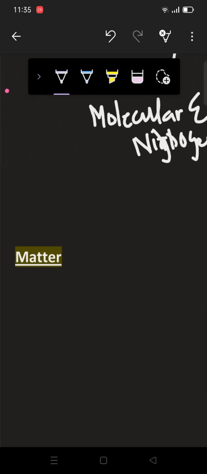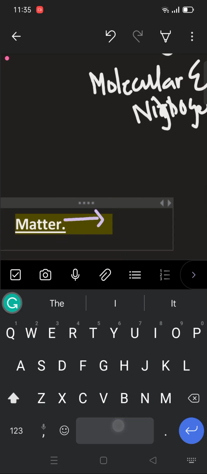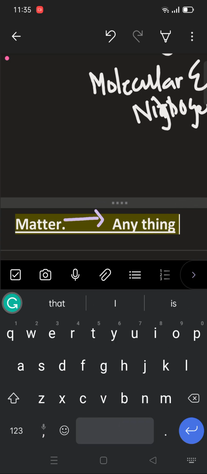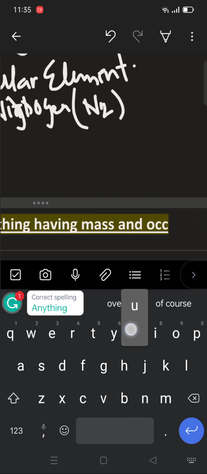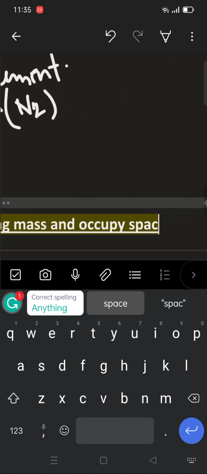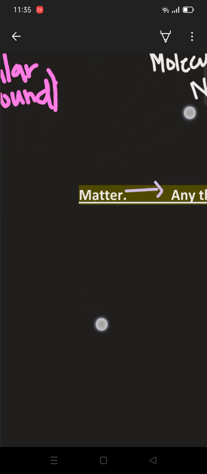As you can see here, I have written the topic matter. Now, what is matter? We all know that matter is anything having mass and occupying space. So, let's write the definition here. It is basically anything having mass and occupying space is called matter. Now matter can be classified on its physical classification as well as chemical classification.